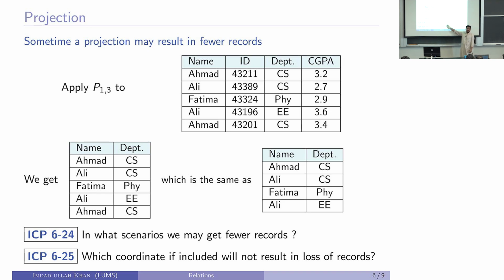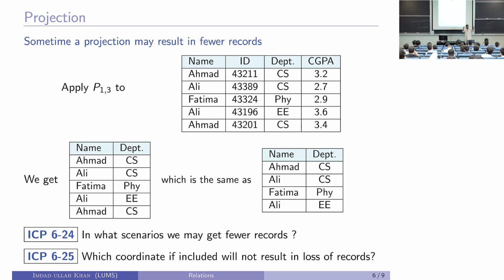In what scenarios may we get fewer records? That's when there are two or more records, or two or more ordered n-tuples, whose selected coordinates are exactly the same. In that case, you will lose them. And what coordinate can be included that will make sure that we don't lose any data? Yeah, the primary key. In this case, ID, generally speaking, the primary key, and that's the whole concept of a primary key. If I was teaching database, this is where I would start, this is how I would teach primary key.